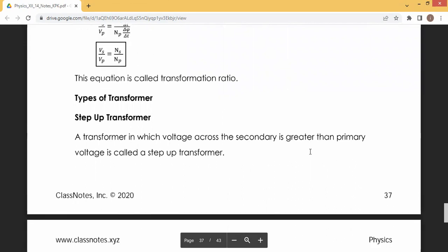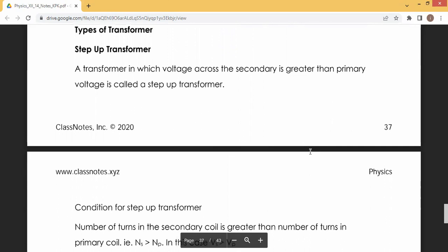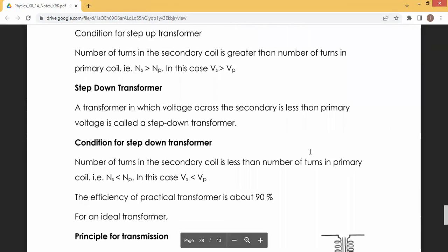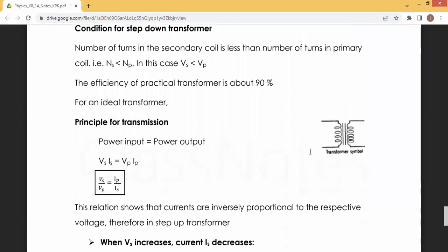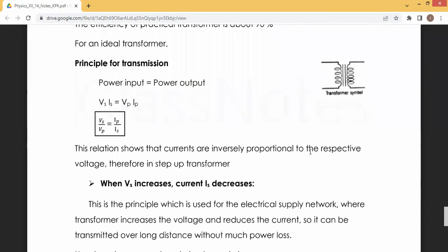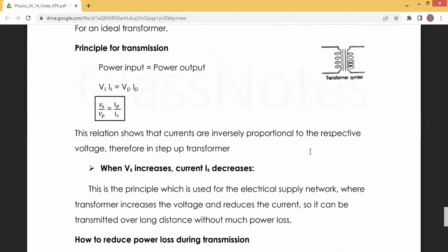If the voltage across the secondary is greater than the primary, it is a step up transformer, and if the voltage across the secondary is less, it is known as a step down transformer. Okay, and the current relation is inverse, so Vs upon Vp equals Ip upon Is. The voltage is directly proportional to the number of turns, while voltage and current are inversely proportional to each other.